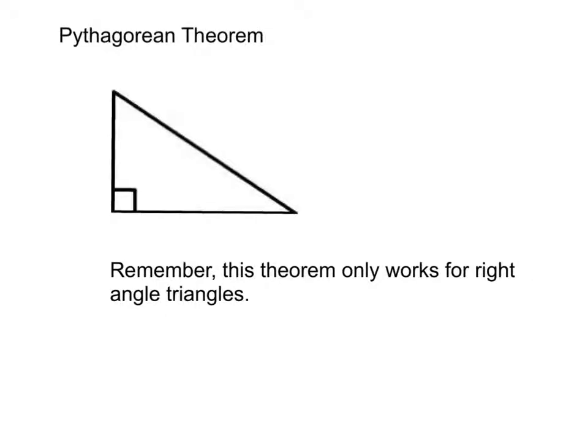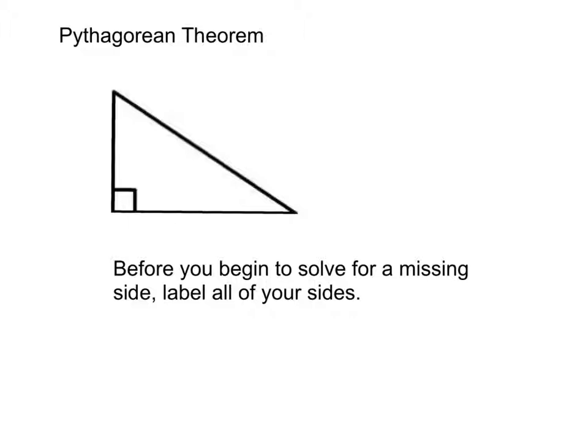This is your review for the Pythagorean theorem. Before you begin to solve for a missing side, label all of your sides. For ease and continuity, let's use the same numbering system. I always use A to mark my shortest side, B to mark the middle side, and C for the hypotenuse.